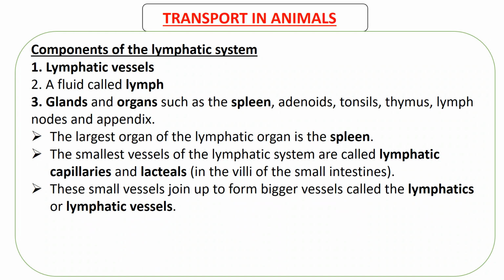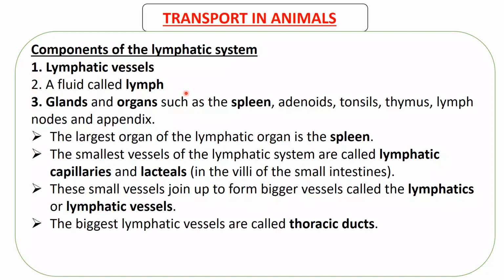These small vessels join up to form bigger vessels called the lymphatics or lymphatic vessels. So it is these lymphatic capillaries, which are very small, which join up to form the lymphatic vessels or the lymphatics. The biggest lymphatic vessels are called thoracic ducts. That's the name of the biggest lymphatic vessels.